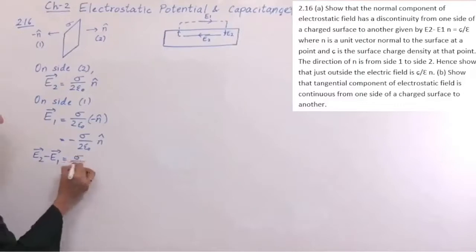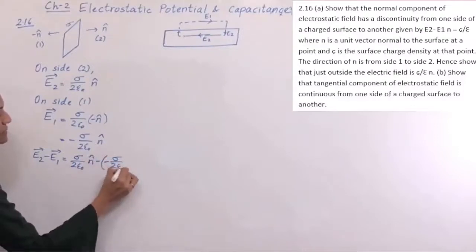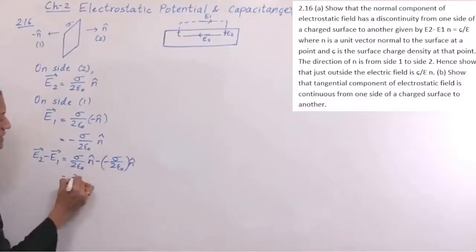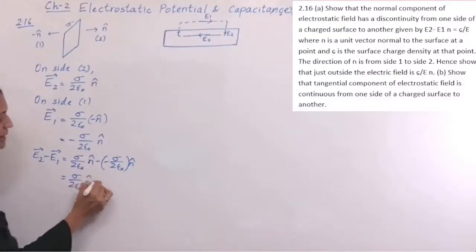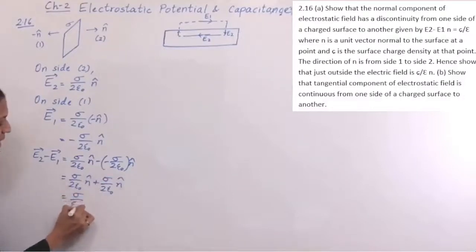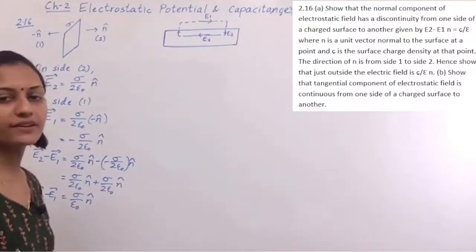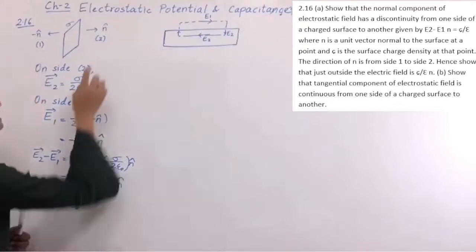So sigma by 2 epsilon 0 n cap minus sigma by 2 epsilon 0 n cap, that means sigma by 2 epsilon 0 n cap plus sigma by 2 epsilon 0 n cap, that means sigma by epsilon 0 n cap. This is what they were asking us to find out. Okay, now also we have to show that on one side, just outside, the electric field is sigma by epsilon 0 n cap.